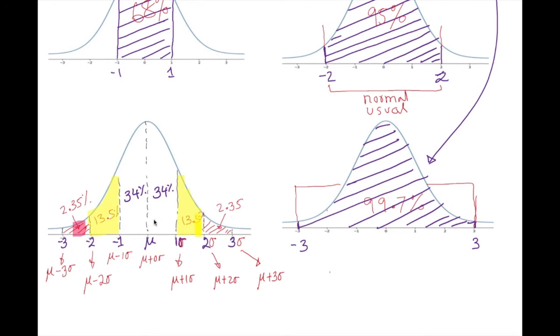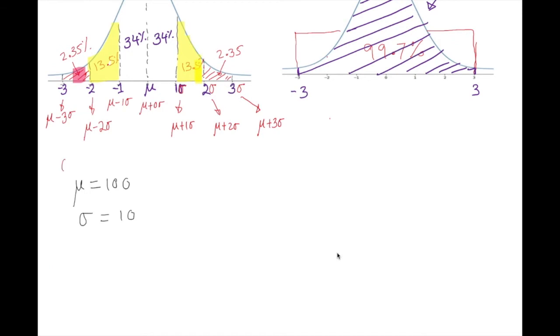If we understand how we get these pieces, then we can deal with any kind of problem given to us. Let's take a look. Given mean equal to 100 and standard deviation 10, find the probability of 90 less than x less than 110. How do you find that out?